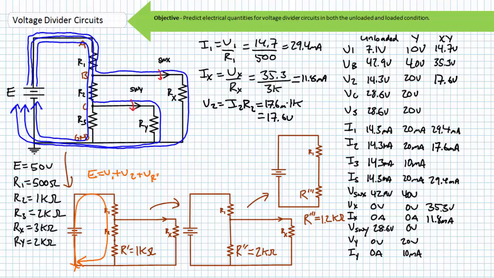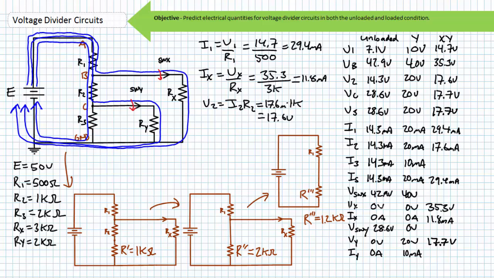If the source makes node A 50 volts higher than ground, and R1 drops 14.7 volts from A to B, and R2 drops 17.6 volts from B to C, it stands to conjecture the voltage at node C with reference to ground is the remaining approximately 17.7 volts. This means V3 is also approximately 17.7 volts, and Vy is also 17.7 volts, since they are in parallel with each other.